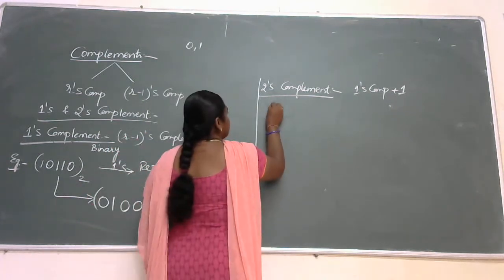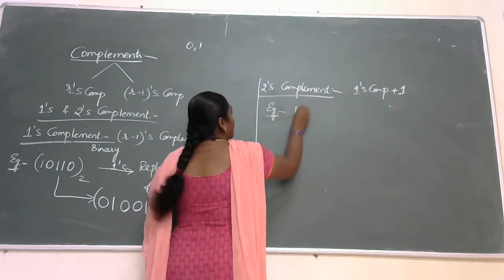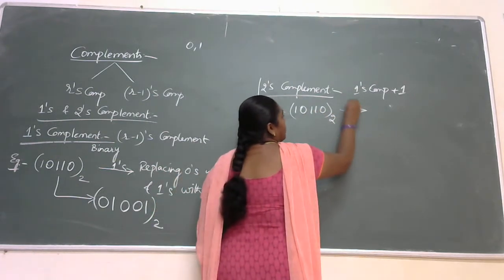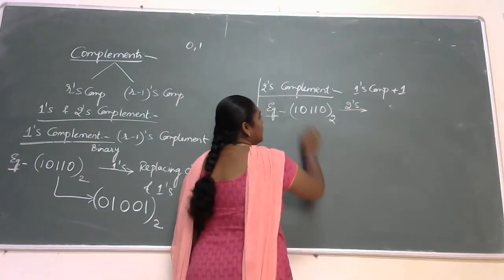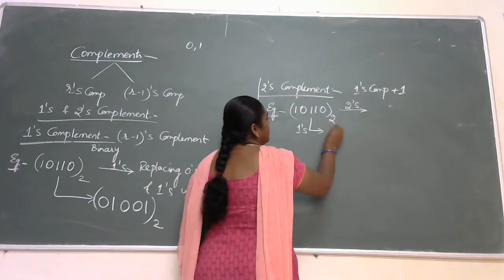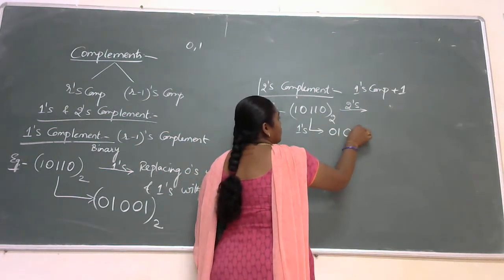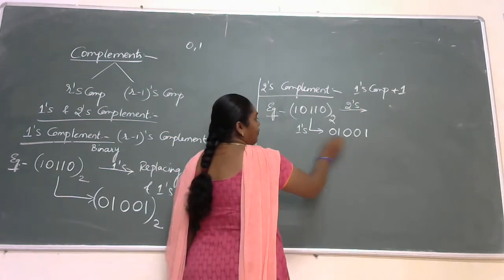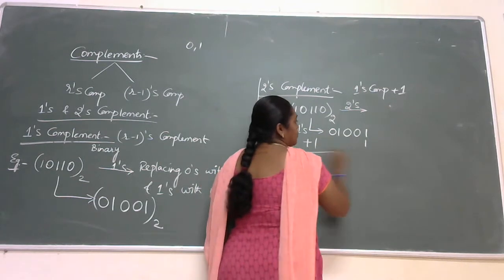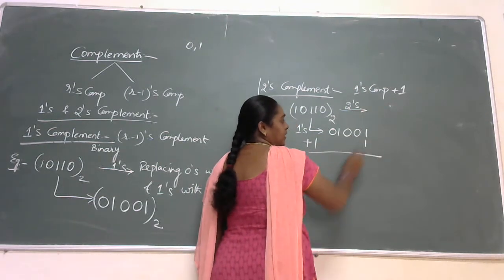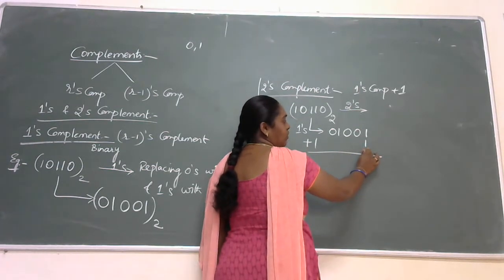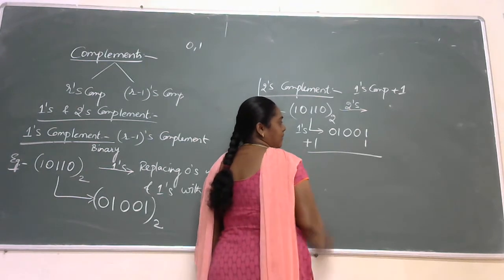Now let me take the same number, 10110 base 2. If I want to perform 2's complement for this number, first perform 1's complement. So the 1's complement of this number is 0, 1, 0, 0, 1. After performing 1's complement, just add 1. Whenever we are performing addition here, 1 plus 1, we are not performing decimal arithmetic operations, we are performing binary arithmetic operations.